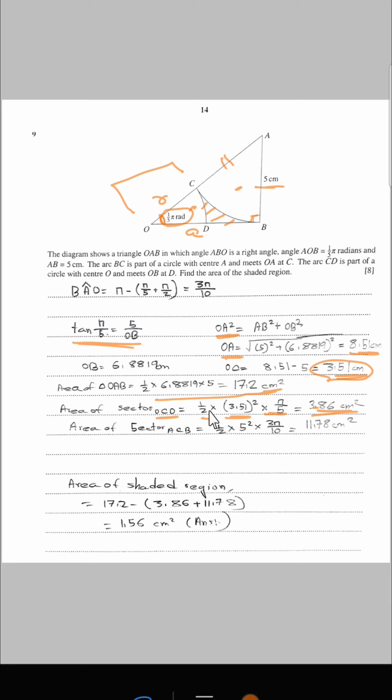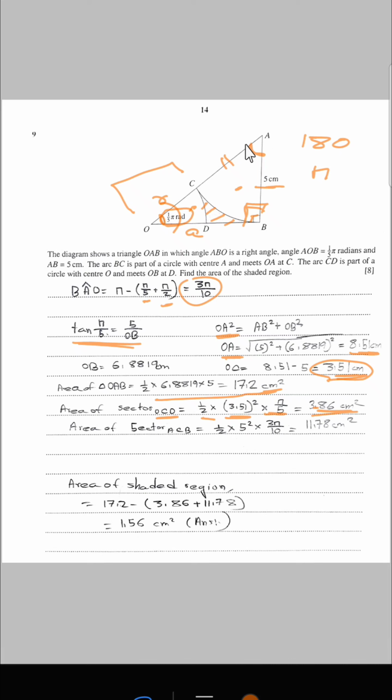Now for the sector ACB, we know that the total angle in a triangle is 180 degrees, that is pi, and we know this angle, that is pi by 2, that is 90 degrees. So pi minus this angle and this angle, pi by 2, then we subtract and find the angle BAO, that is this angle.